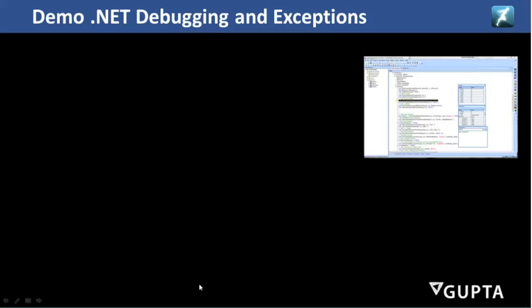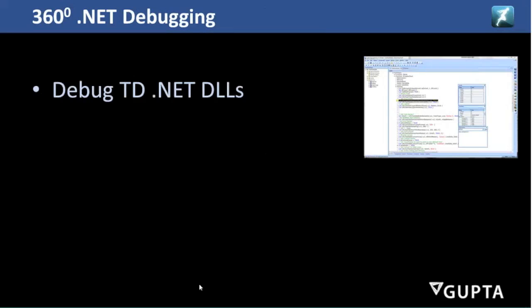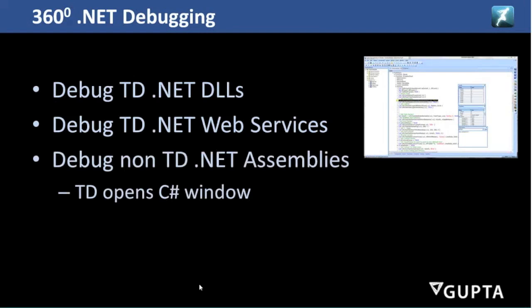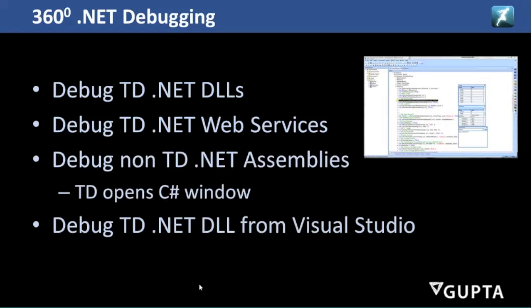Okay, so pretty powerful things. Let's sum up the debugging again. You can debug Team Developer .NET DLLs now. Debug Team Developer .NET web services. You can debug non-Team Developer .NET assemblies like I showed you, where it opens the C# window. And the one thing that I didn't show you is you can debug TD .NET code from Visual Studio, and in Visual Studio it will then allow you to step through Team Developer code. So that's the only part that I'm not going to show you today. That will be a special debugging webinar that will be coming later.